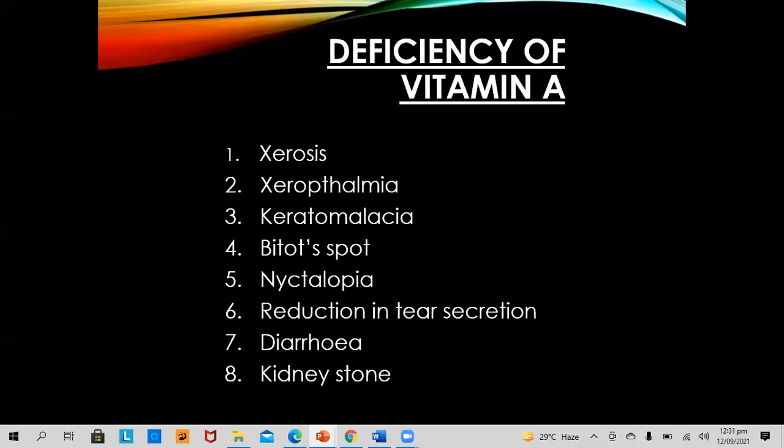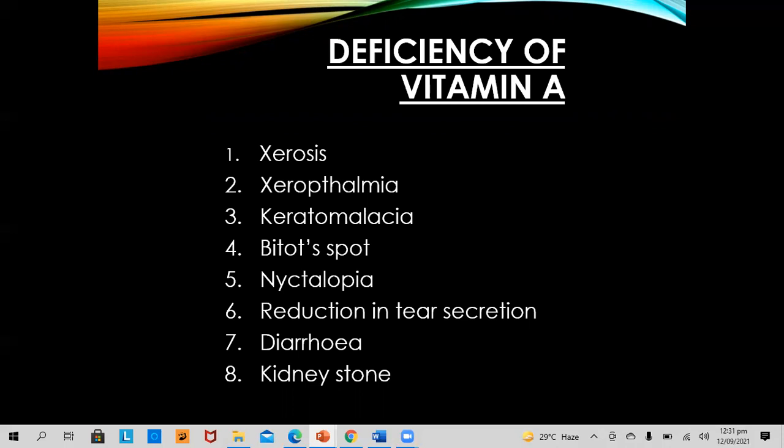Deficiency of vitamin A results in cirrhosis, xerophthalmia, keratomalacia, Bitot spots, nyctalopia, that is decreased vision in dim light. Bitot spots are the keratinous spots seen on the sclera. Reduction in tear secretion.